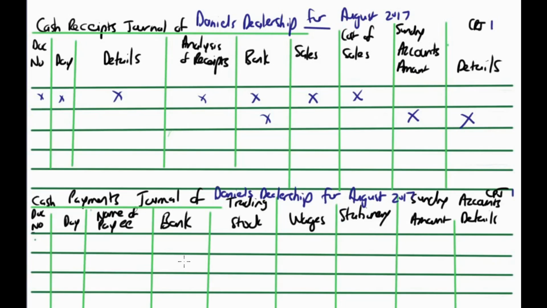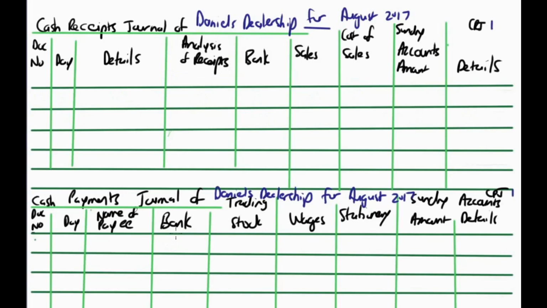And the CPJ works in a similar way, but the CPJ, you'll notice, does not have an analysis of receipts. The reason it doesn't have an analysis of receipts is because you're just going to make a payment. Okay, and then it's the same principle. So let's go ahead and do it.